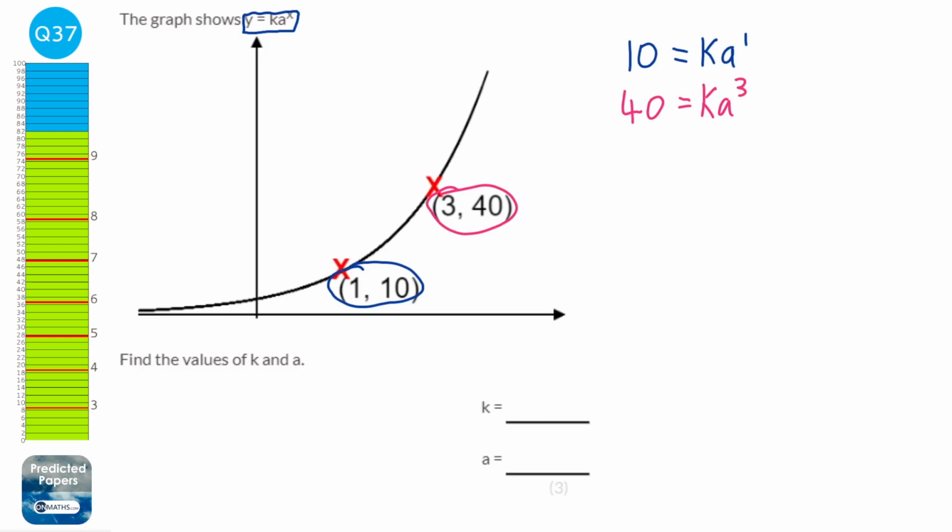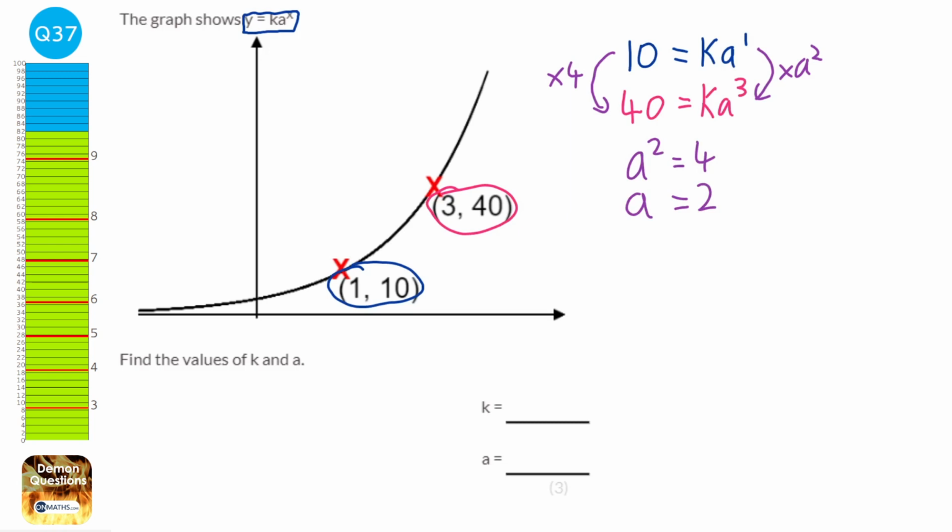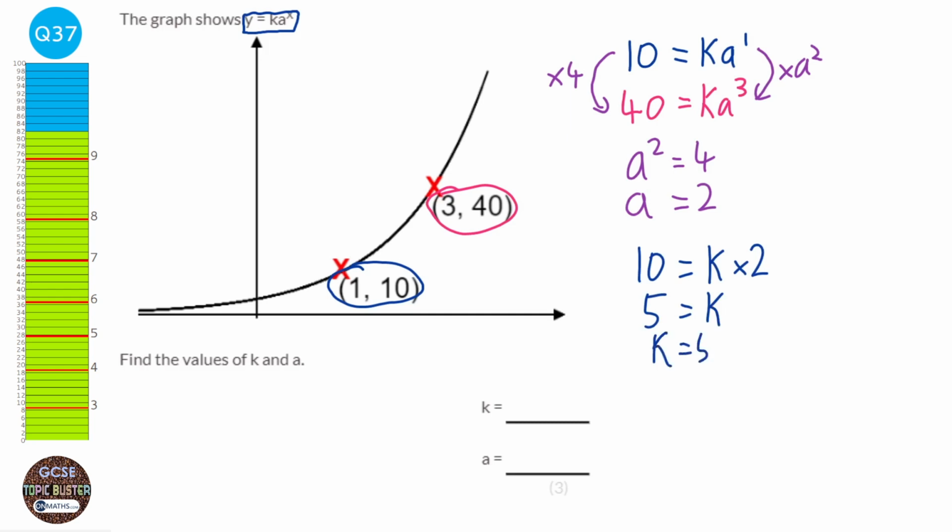Now look at what's happening to both sides. Here we're multiplying by a squared. So a to the power of 1 times a squared is a to the power of 3. And on this side we're multiplying by 4. So we can conclude that a squared equals 4. And if we square root both sides there, a must equal 2. So if a equals 2, we can just put that into the first equation here. So we've got 10 equals k times 2. And divide both sides by 2, and we get 5 equals k, or k equals 5. So our answers will be k equals 5 and a equals 2.